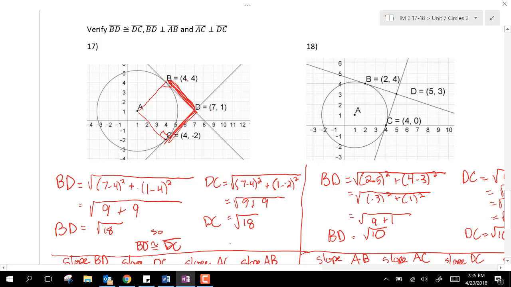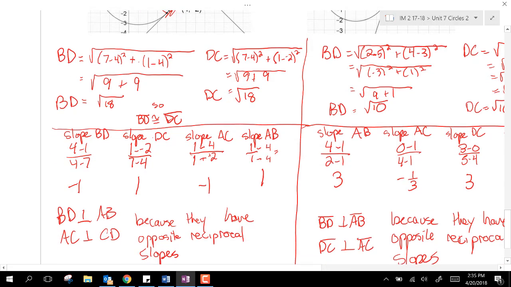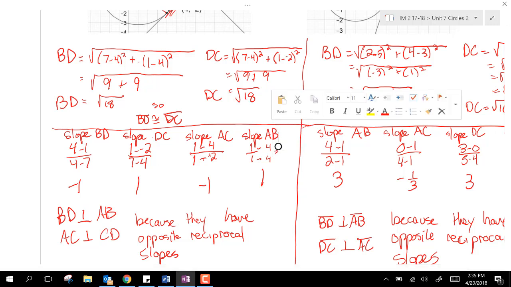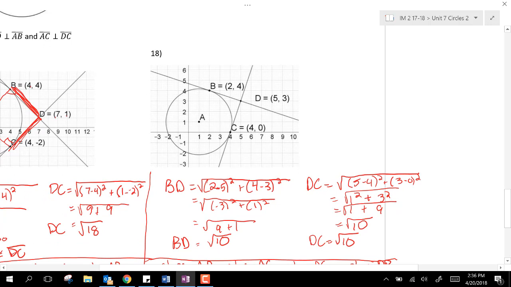Now, verify that they're perpendicular. We got to find the slope of all of them. So again, just our slope formula, y2 minus y1 over x2 minus x1. Now we have the slope of BD is the opposite reciprocal of DC and AB, but AB is what we wanted. And the same thing with slope AC and DC. They're opposite reciprocals. So we have all the work there. Again, it's in my notes, so if you're not catching it as quick when I'm talking about it now, just go to my notes. All right, number 18, same thing.